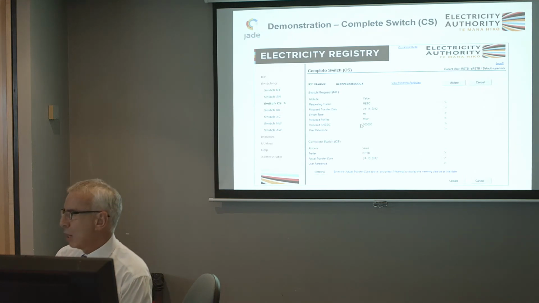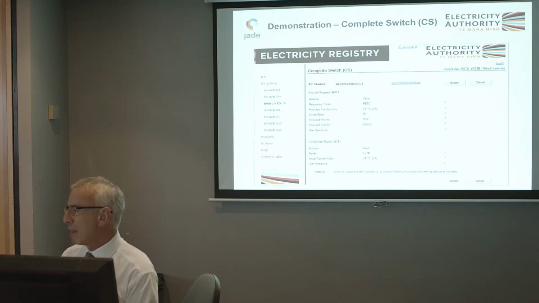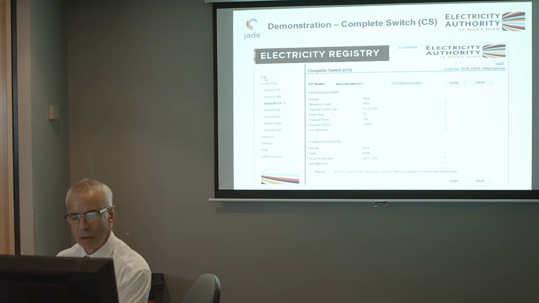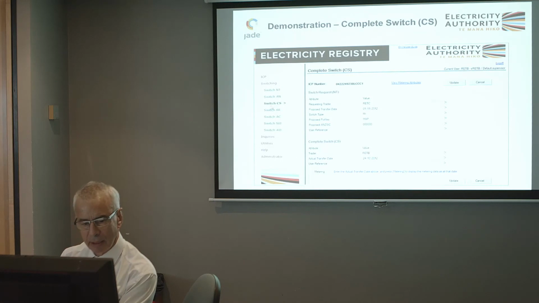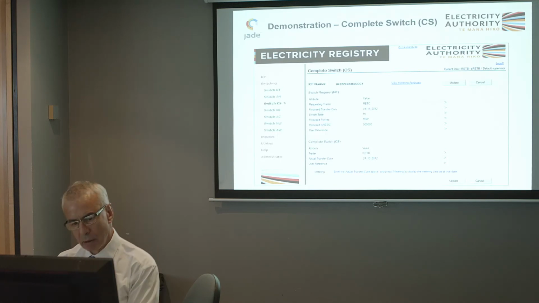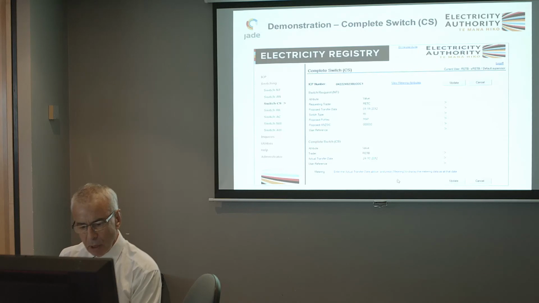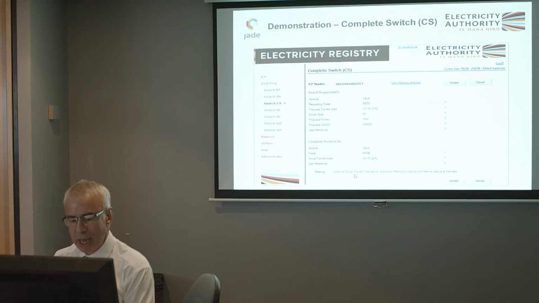the losing trader has to log on to the system, and they have to complete that switch. So the losing trader would log on to the system, search for that same ICP 12345, and then go to the switching menu and do a switch completion, a CS. Okay, and here's where we put in the metering information. We would put in here the actual transfer date when the switch was going to be completed. And we click on this metering button, and you've got to enter in the metering information.